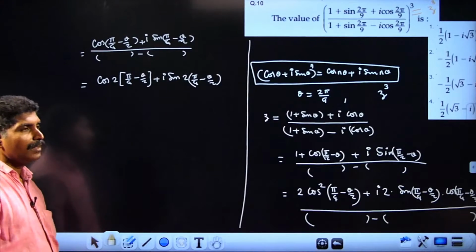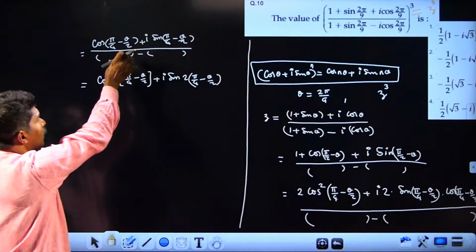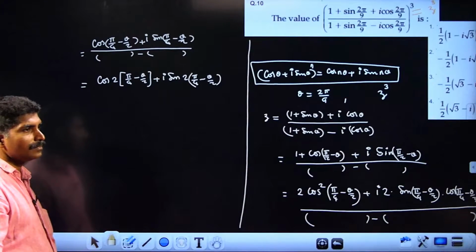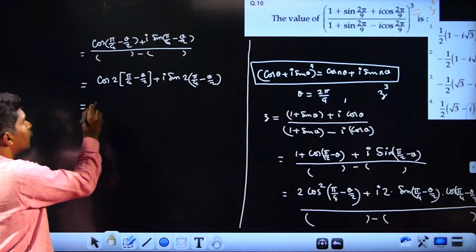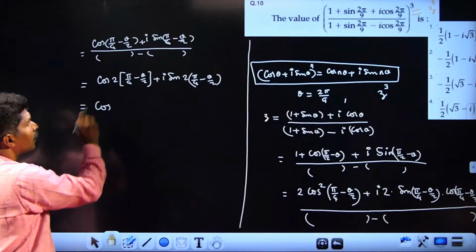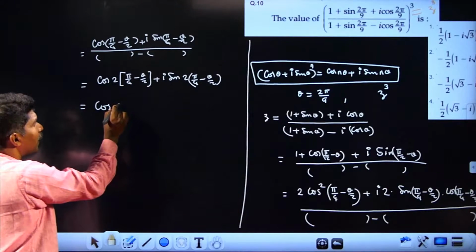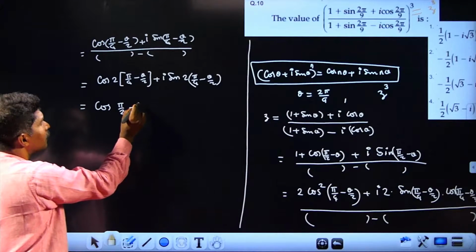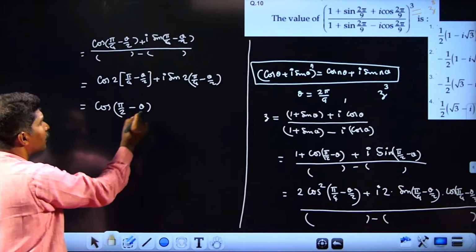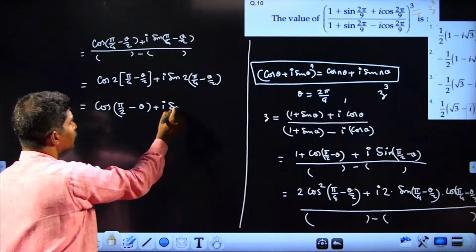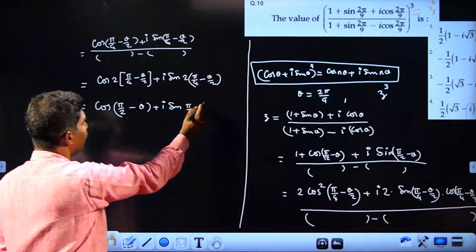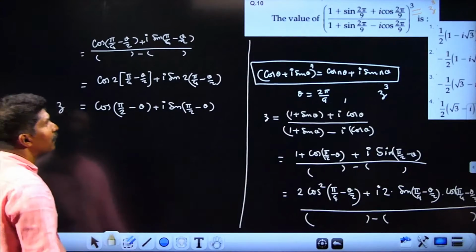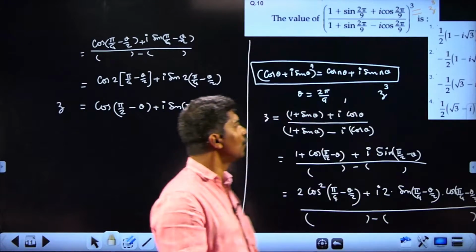Now there is no denominator. This quantity is multiplied, and the denominator is cos²theta + sin²theta, that becomes 1, you know it. That is equal to cos(pi/2 - theta) + i sine(pi/2 - theta), after the 2 cancels. This is your z. Now we are going to calculate z cube.